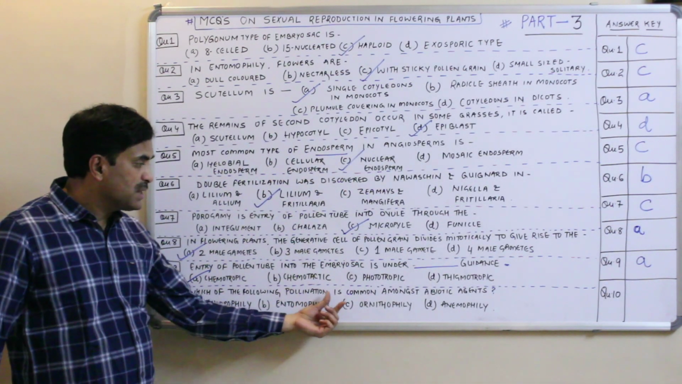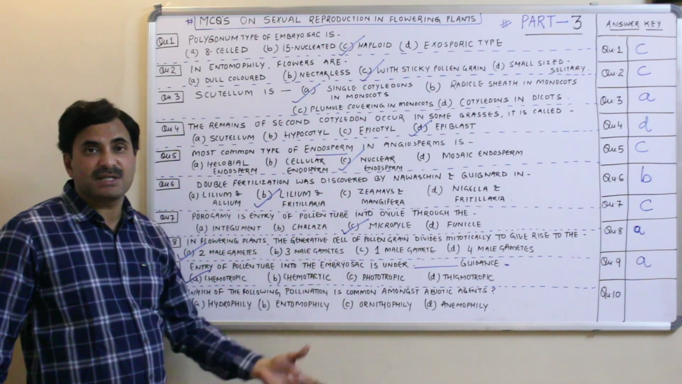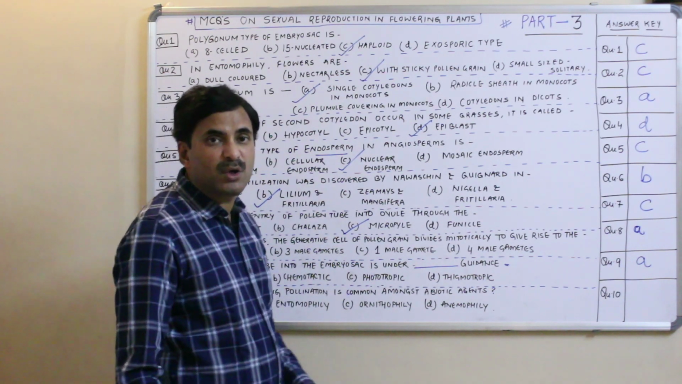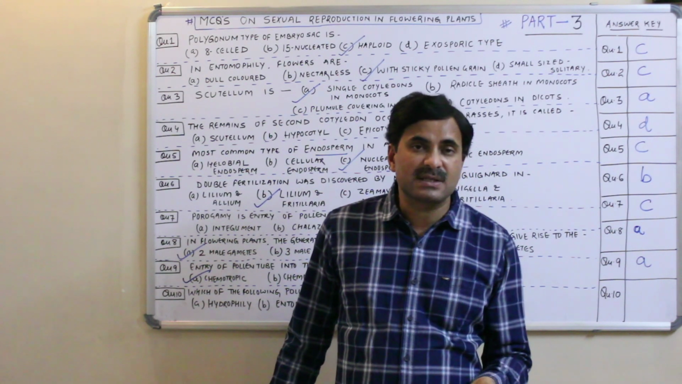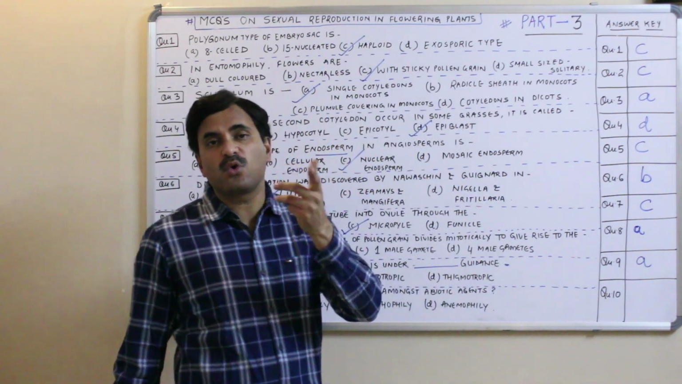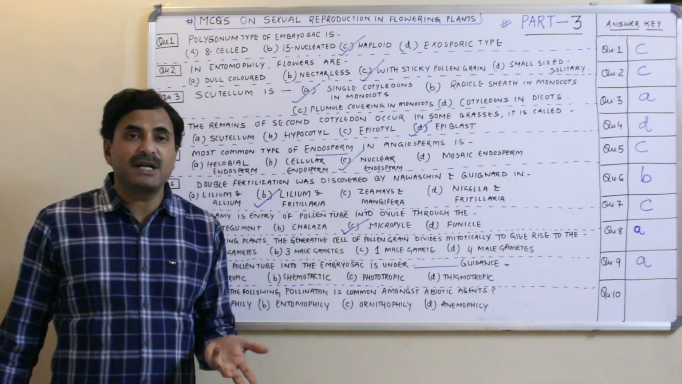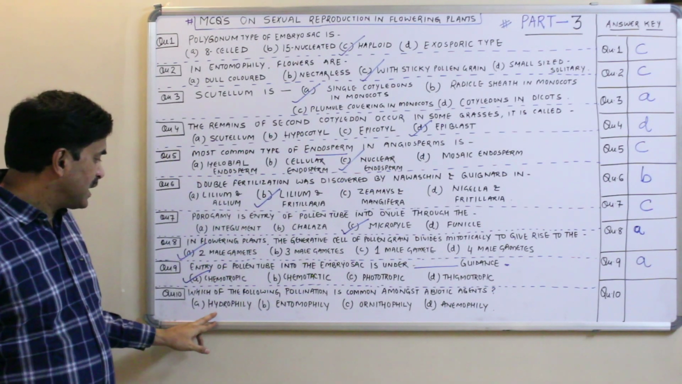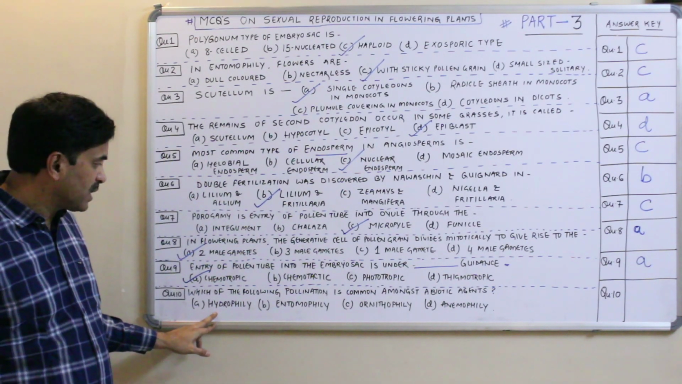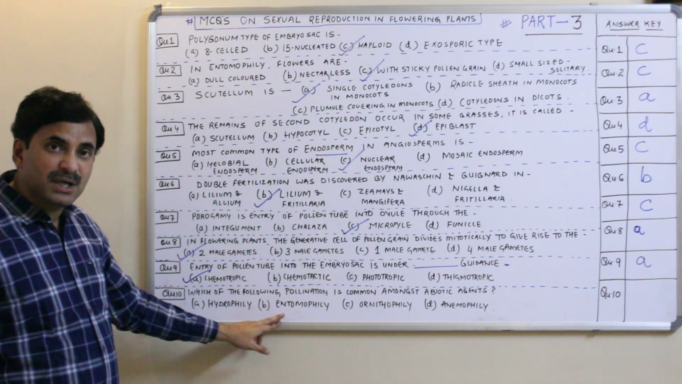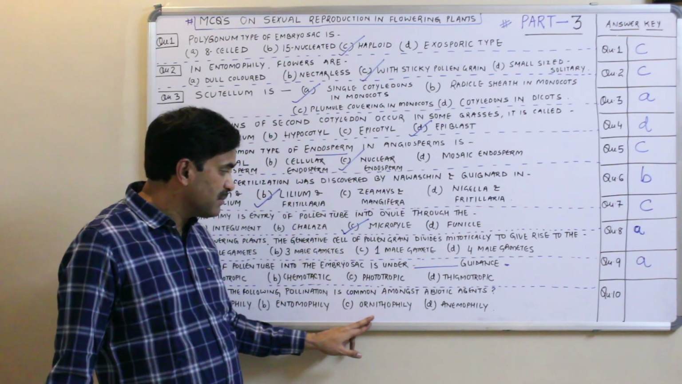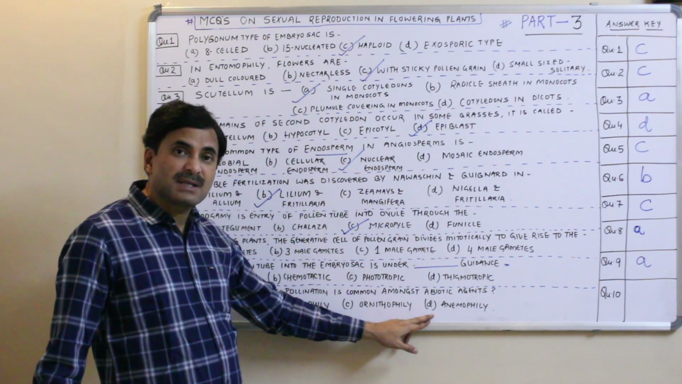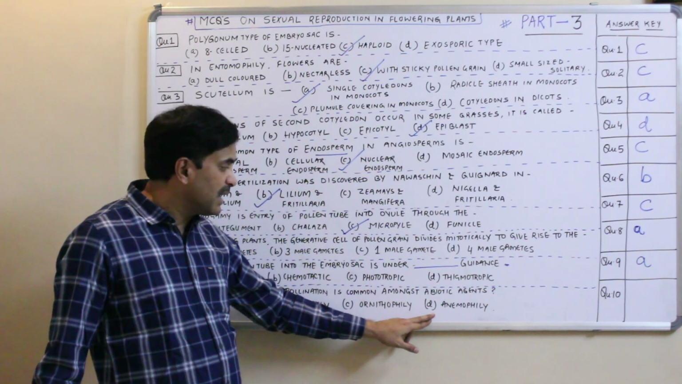Which of the following pollination is common amongst abiotic agents? Now we know very well that pollination can occur by abiotic agencies or biotic agencies. 2 common abiotic agencies are wind and water. So hydrophily, pollination by water. Entomophily is the pollination by the insects. Ornithophily is the pollination by the birds. Anemophily is the pollination by the air.